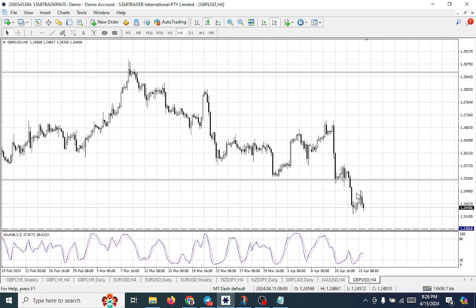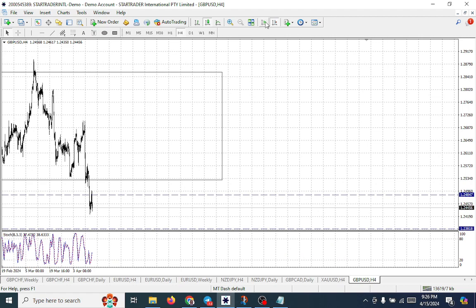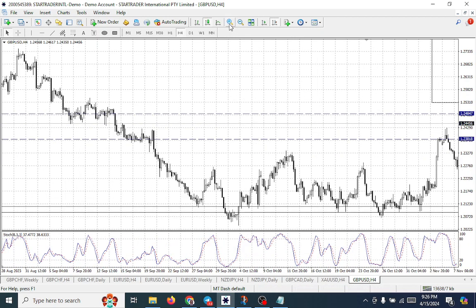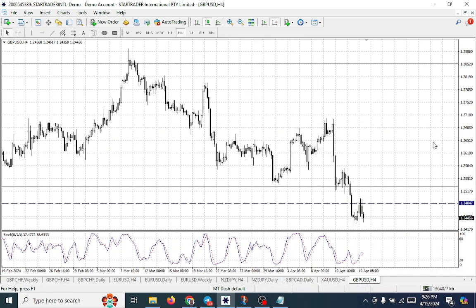Now let me also show you that this level may be a structure. Let's put a horizontal line across that level. All right, and zoom out on this chart. Reset the chart. You can see that this level has shown very strong resistance and support over time in price action. So price is reacting to this level, which is quite instructive.